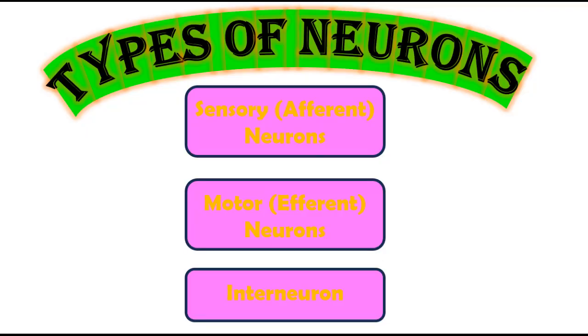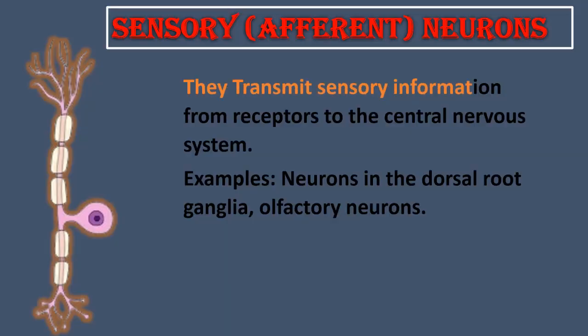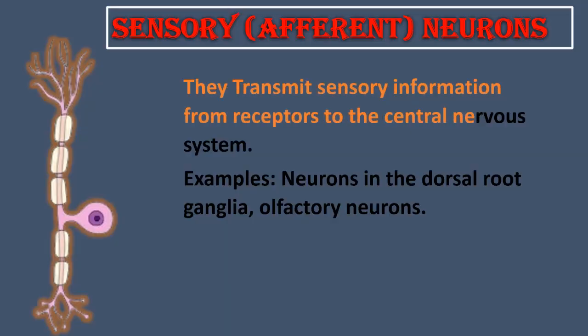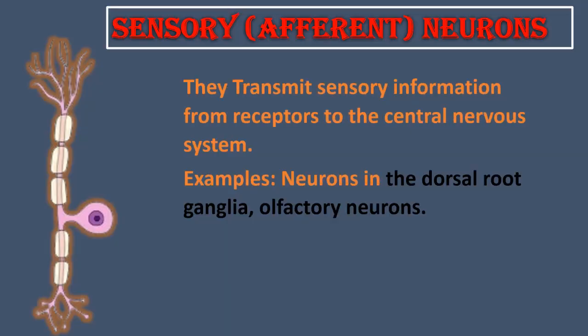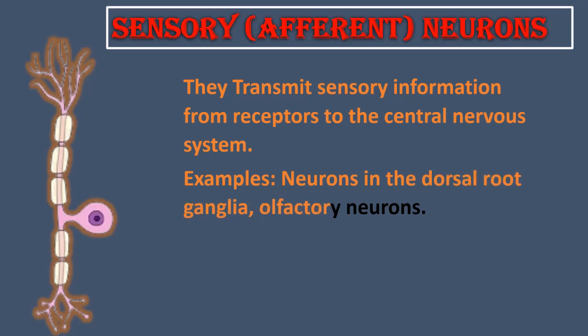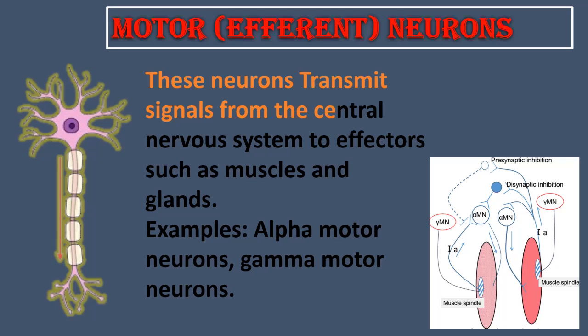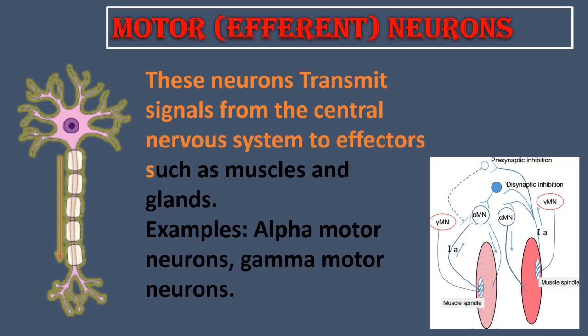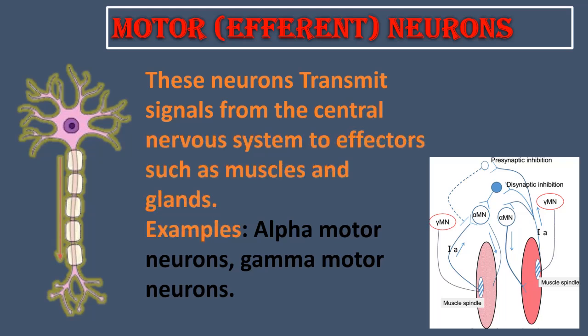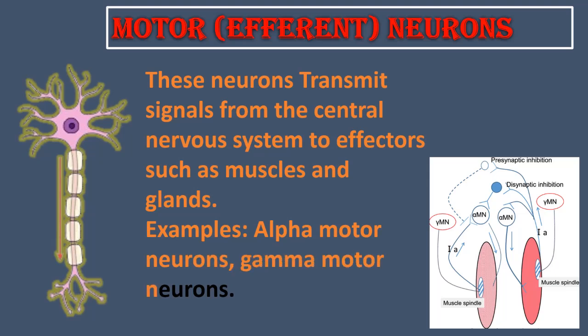Classification of neurons based on their function. Sensory or afferent neurons. They transmit sensory information from receptors to the central nervous system. Examples: neurons in the dorsal root ganglia, olfactory neurons. Motor or efferent neurons. These neurons transmit signals from the central nervous system to effectors such as muscles and glands. Examples: alpha motor neurons, gamma motor neurons.